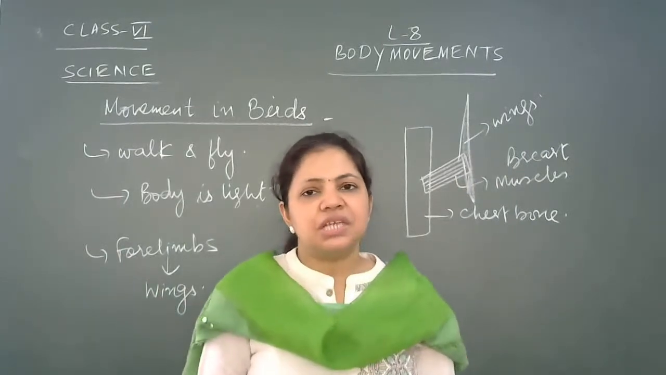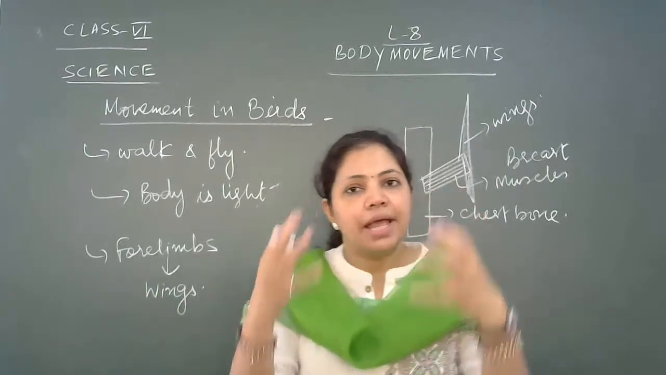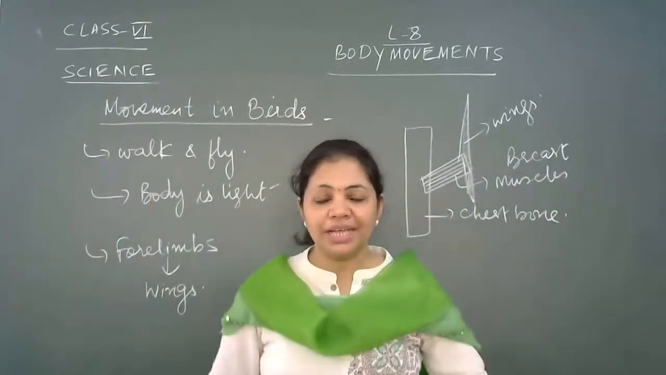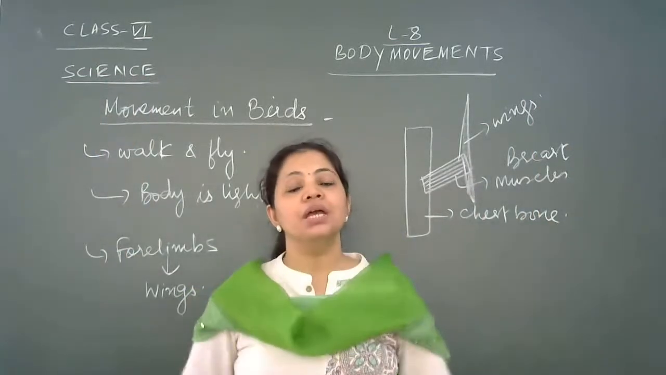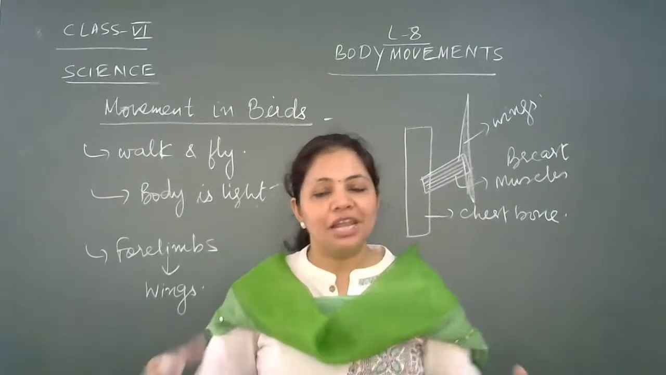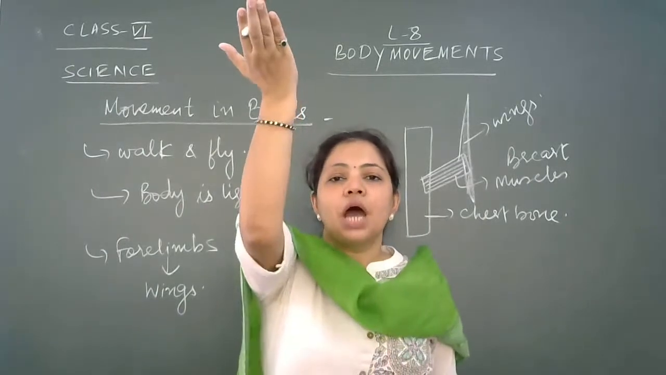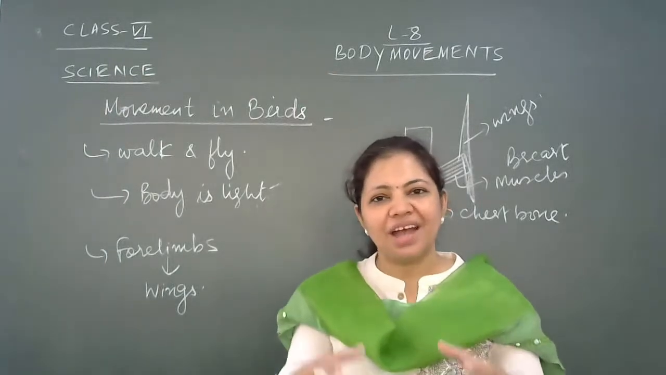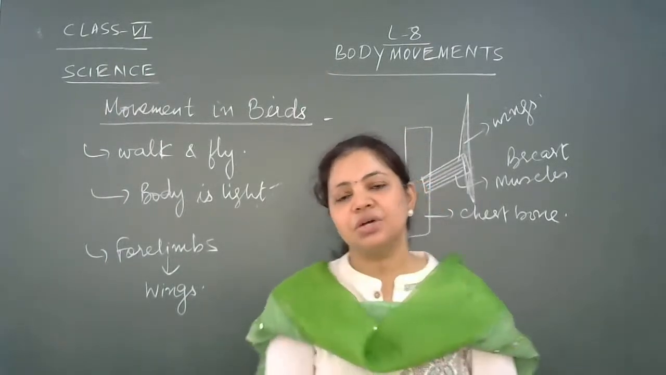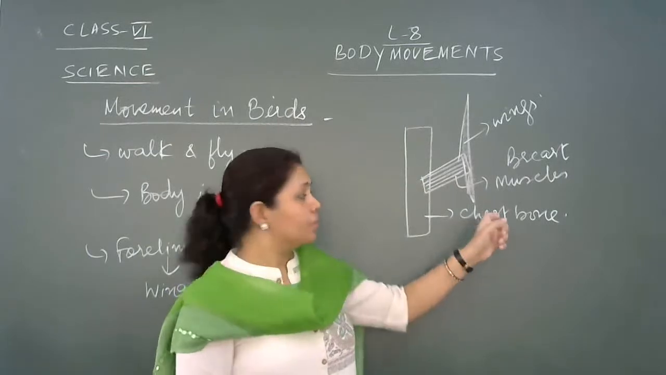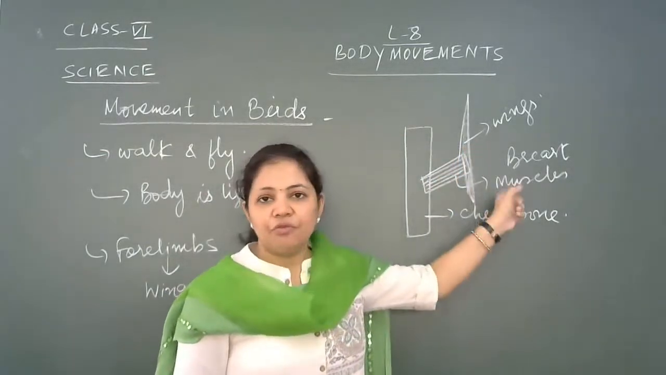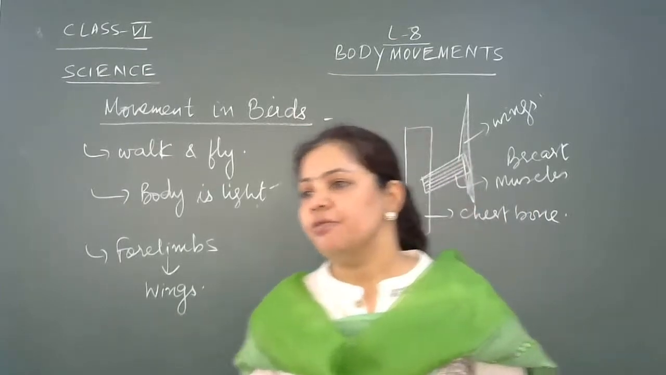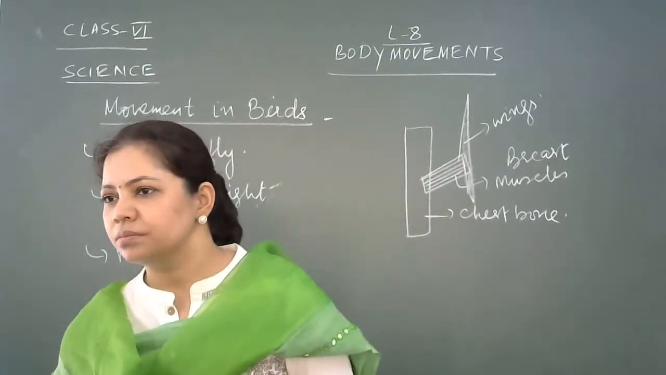And these muscles are so strong that they help the wings to flap up and down, right? And because of that flapping, the birds are able to lift their body above the ground and they start flying, right? So they require a kind of thrust, and that thrust is provided by these muscles and wings together. So this is how a bird flies. Okay.